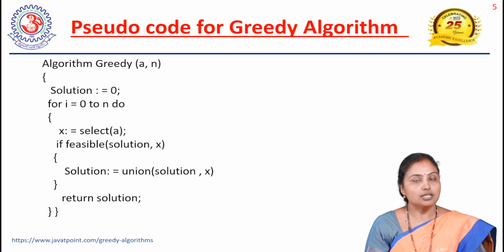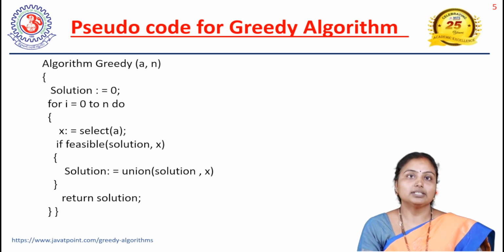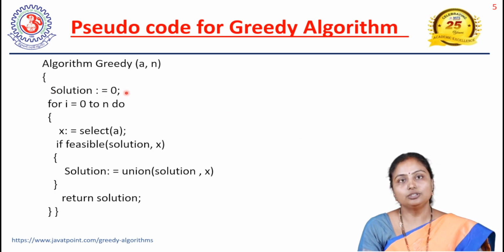So coming to the pseudocode. Pseudocode for greedy algorithm. So here we can observe the pseudocode. So we have solution. Initially the solution set will be 0. For each iteration, here n is the number of elements in the candidate set. For each element, we are applying the function select. So all elements are not going to select. If it is feasible solution, then only we are adding it to the solution set.